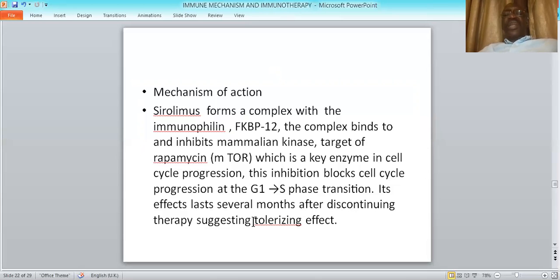What do we mean by tolerizing effect? Tolerizing effect is coined from tolerance. When we say tolerance, it means something is accommodating, something is now used to a procedure or a system or an occurrence that it won't react against that thing.